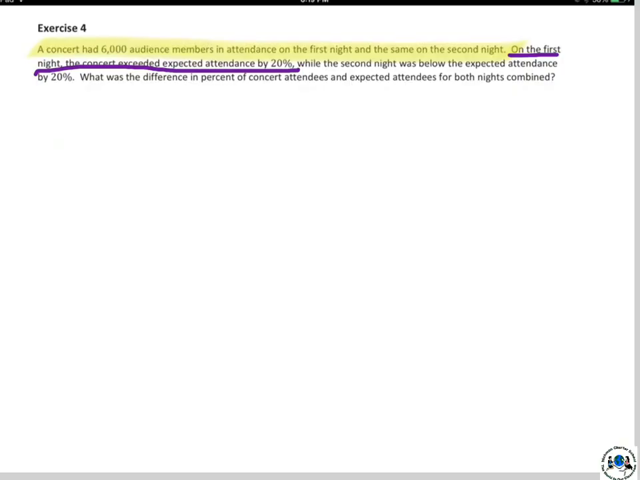On the first night, the concert exceeded the expected attendance by 20%. So hopefully you can see where this is going. Okay, on the first night, the concert exceeded expected attendance by 20%, while the second night was below the expected attendance by 20%. Again, hopefully you can see where these are going. Above exceeding expected attendance, and then being below expected attendance, all right?